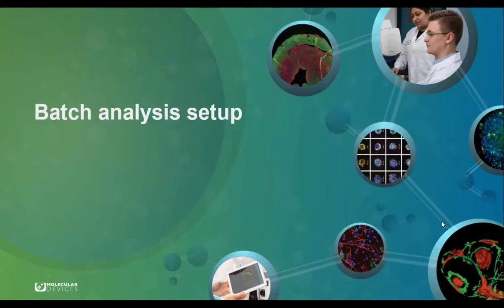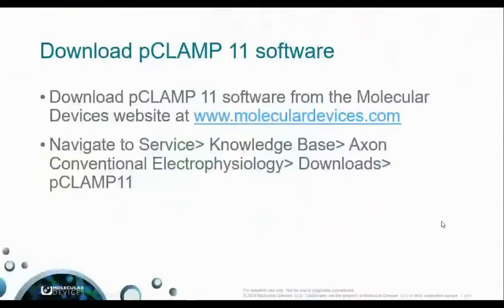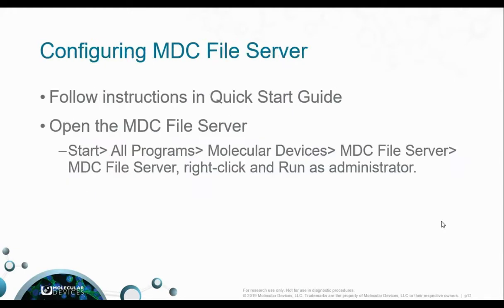Now let's talk about how to set up the batch analysis. First, download the pCLAMP 11 software from our community website, moleculardevices.com. Then navigate to Service, Knowledge Base, Axon Conventional Electrophysiology, and go to the download pages, and then you can download pCLAMP 11.